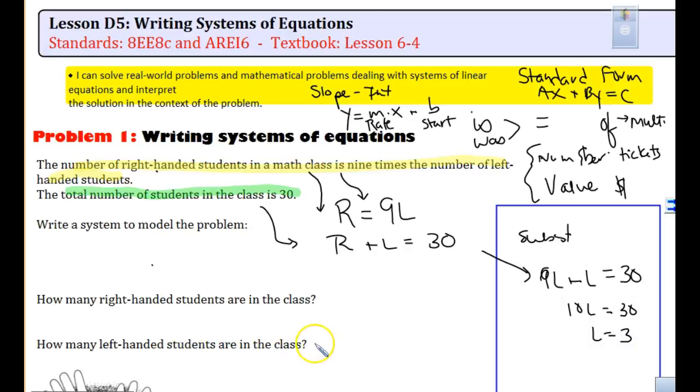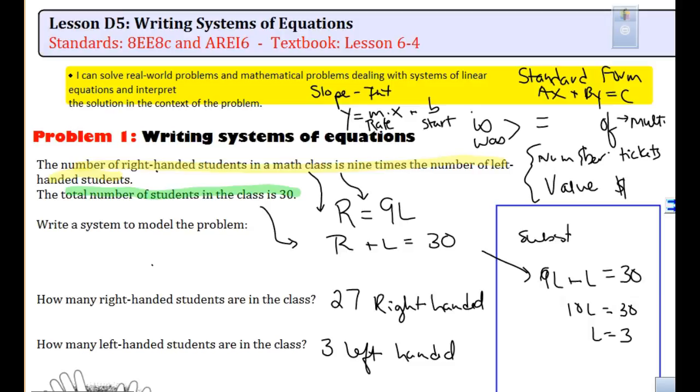So how many left-handed students? There are 3 left-handed students. Now, pretty easy, and I don't even really need to show the work. But I'm replacing L with 3, and my right-handed students should be 27 right-handed. And when I look at that, does that make sense that the right plus the left equals 30? Yes, then it checks, okay? So looking at those equations as we do that.